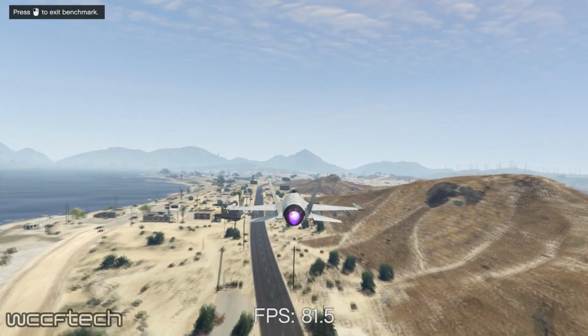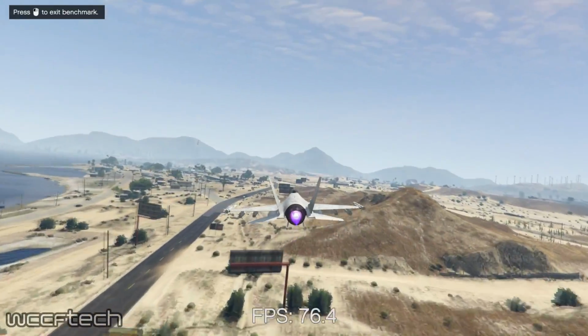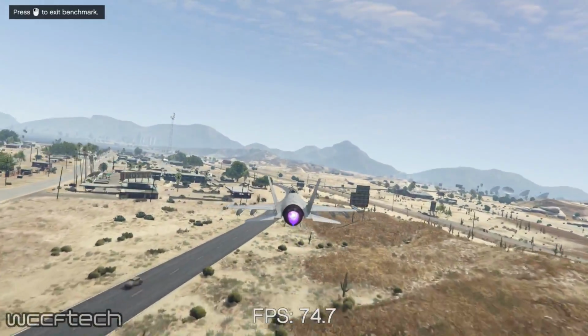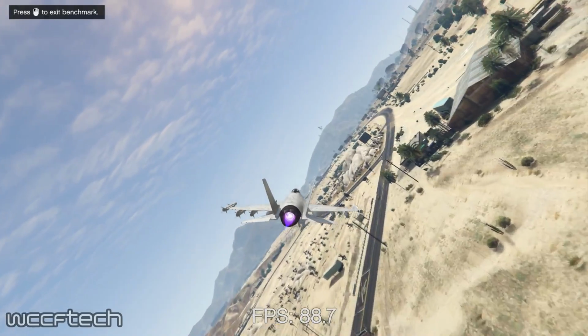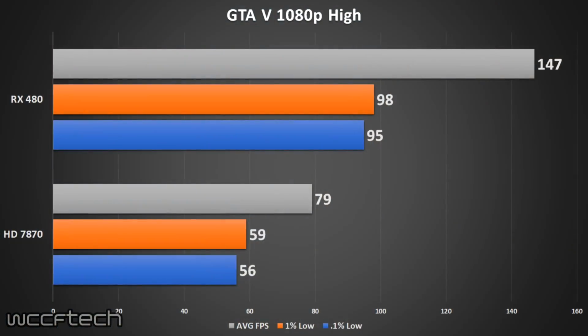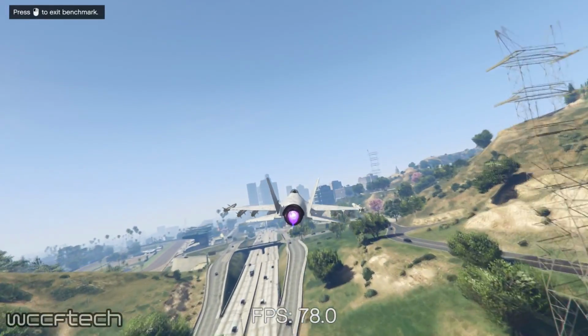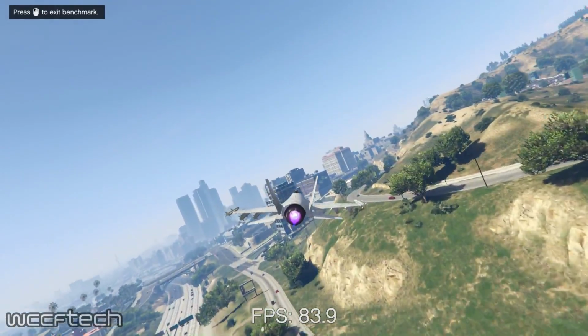But first off, on our game benchmarks, we have Grand Theft Auto 5 run at 1080p with the high settings with FXAA and no MSAA to see what kind of performance we get. The HD 7870 pulled out a respectable 79 average FPS, while the RX 480 did 147. Quite often it pushes up into that area where the frame rate is, well, too high and causes that game to have some issues. But remember, no MSAA, FXAA only, and high settings.